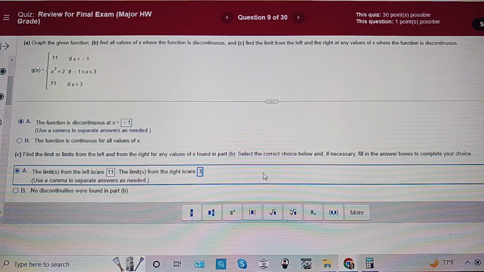Since those disagree with each other, that's why there is no overall limit, although they're not asking for that here. So I guess they're just saying, okay, if it's discontinuous at a spot, it's not going to have a limit there. So therefore, just tell us why it doesn't, because the left-sided limit is 11. The right-sided limit is 3. Now you're showing why there's no limit there. The two one-sided limits do not agree with each other.